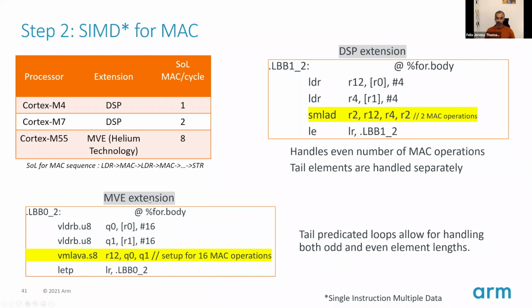The same thing for a Cortex M55, which has a multi-vector extension. We can actually load 16 bytes of data in 1 instruction, and it performs 8 MACs in 1 cycle.